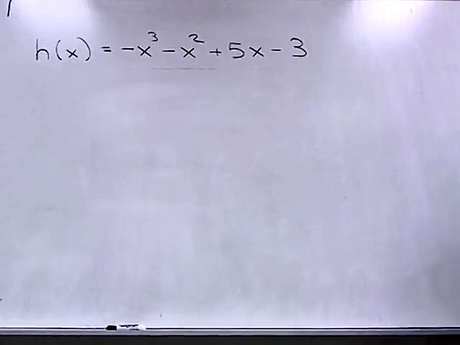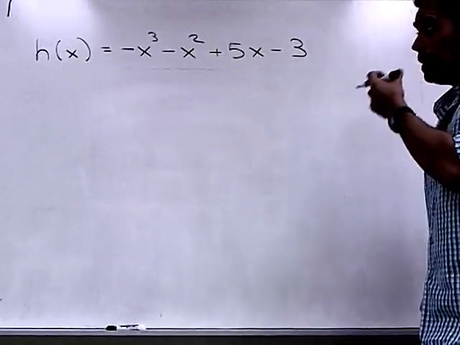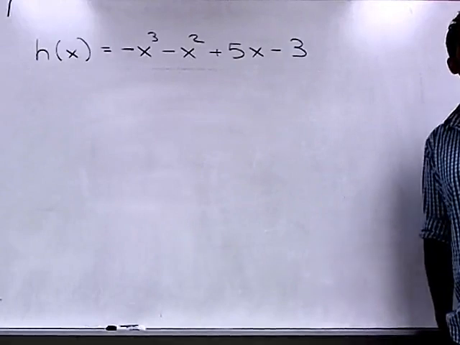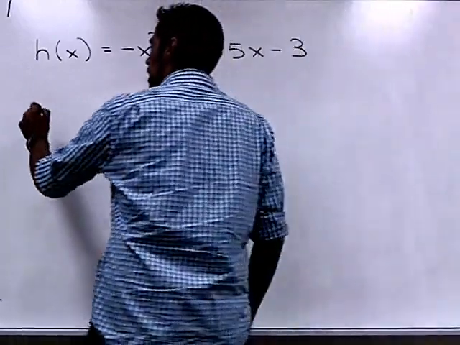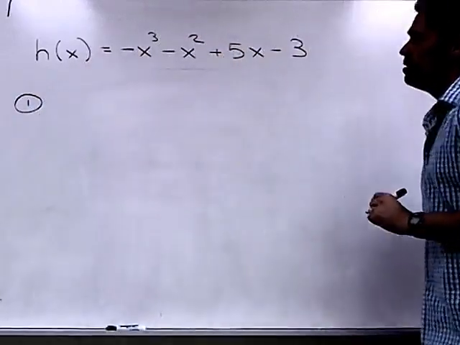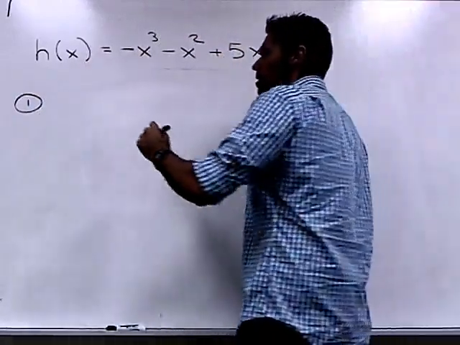Okay, on this problem, we recognize we have a polynomial function, so we're asked to graph this. So the first step is to do what? Left and right hand behavior, right? So what is our left and right hand behavior for this polynomial function? Goes up on the left, down on the right.